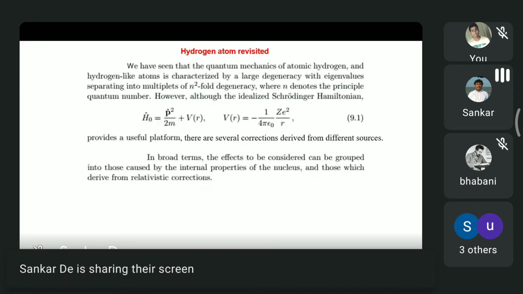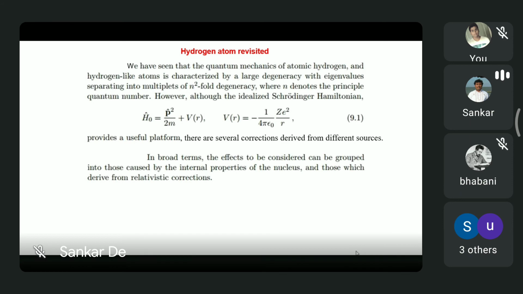So let us go a little bit backwards and see what we have learned till now. We have seen that the quantum mechanics of the hydrogen atom or hydrogen-like atom is characterized by a large degeneracy, in multiplets of n-square-fold degeneracy. I guess you remember this, the notes from the first chapter. For a non-relativistic Hamiltonian we define p square by 2m plus V(r), where V(r) is a Coulomb potential, Ze square by 4 pi epsilon 0 r.